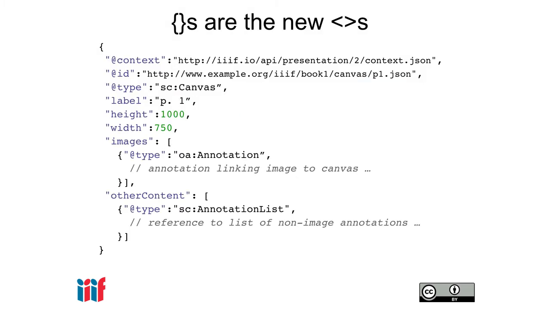So to quote our colleague Rob, curly brackets are the new angle brackets. This is what one of those serializations might look like, although they tend to be much bigger, but it's just a regular JavaScript object. That's the presentation API.